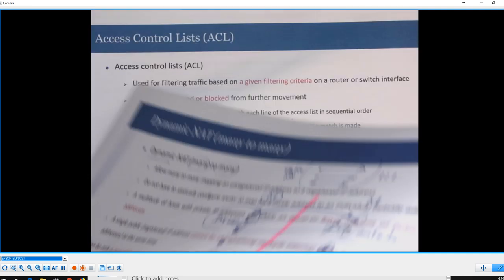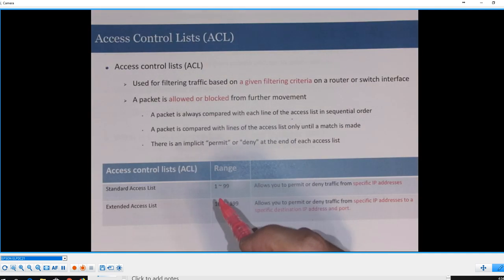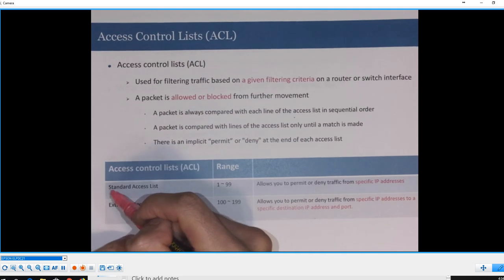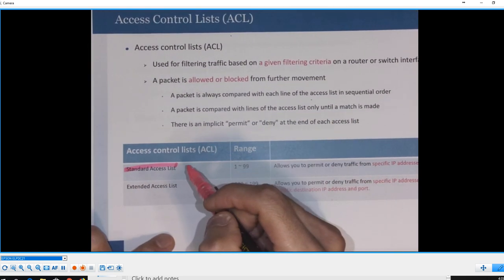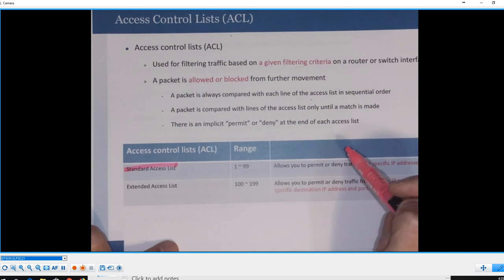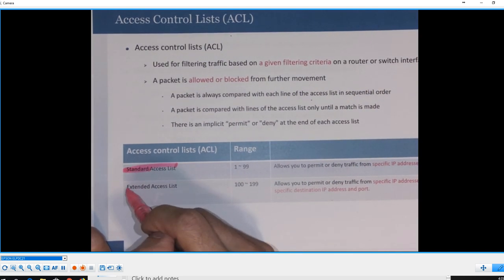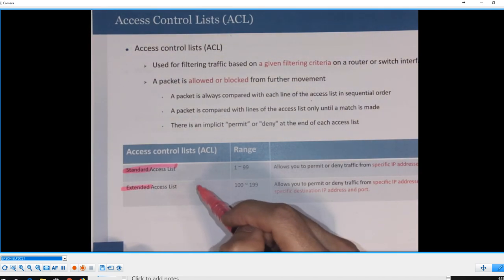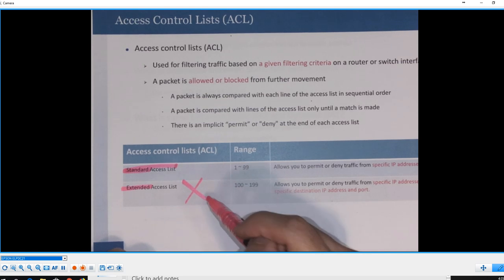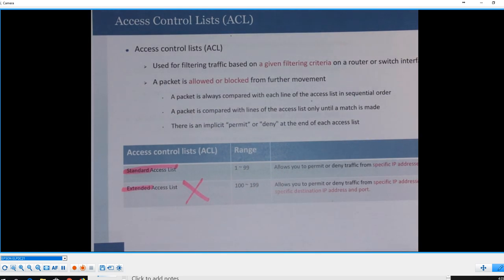So that's the next slide. And it has standard access control list. And also there are two different kinds of access control list. One is the standard and another one is what? Extended. And for today's lecture, we're not going to talk about extended access control list. We'll probably talk about this later. Today, let's just focus on the standard access list.